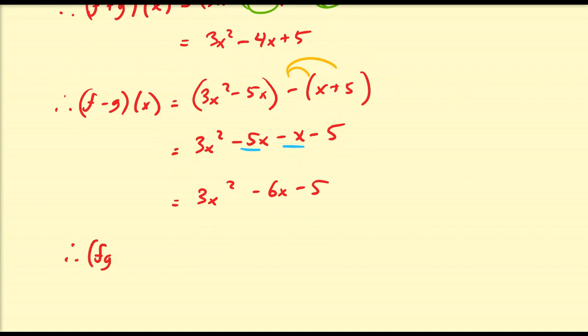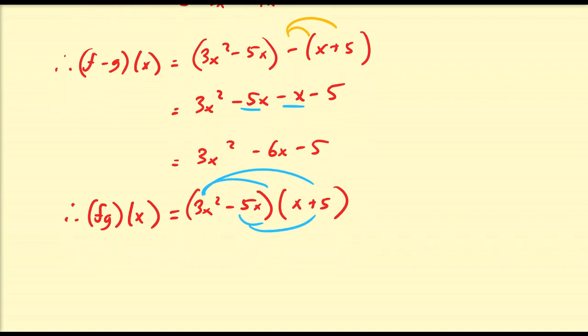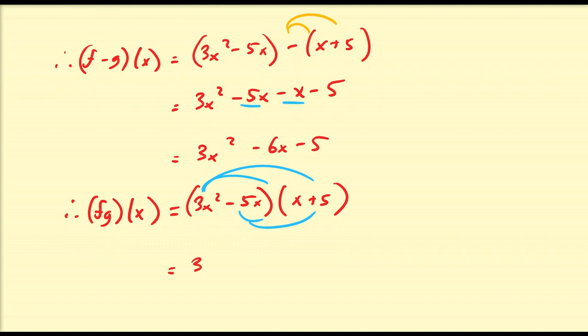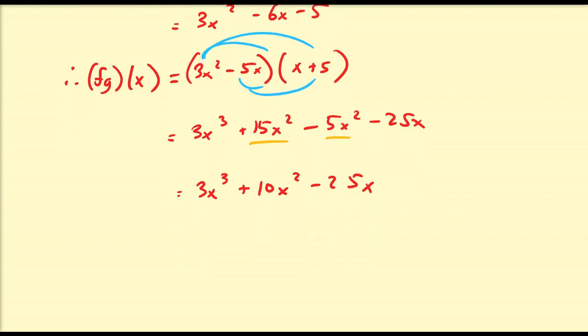And fg of x will be equal to (3x squared minus 5x) multiplied by (x plus 5). From here we can distribute. So this is going to be equal to 3x cubed plus 15x squared minus 5x squared minus 25x. Combine like terms as normal. So this is going to be equal to 3x cubed plus 10x squared minus 25x.